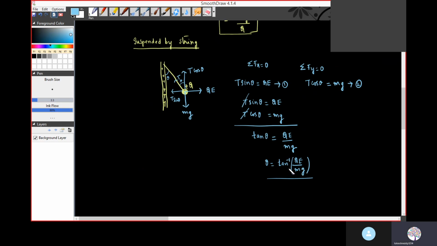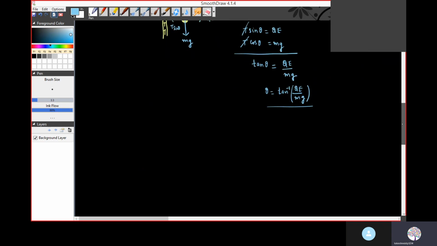So now, equilibrium of suspended point charge system. Next, we are going to discuss two strings which were given positive charge. Say this is plus q1, this is plus q2.